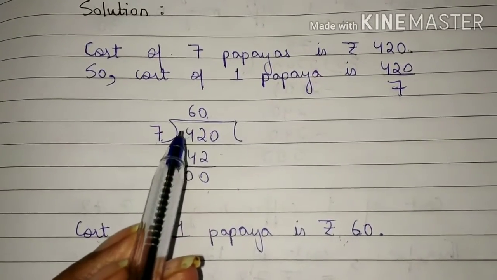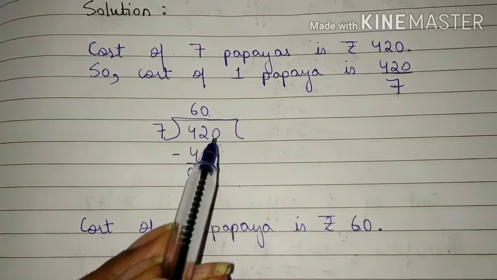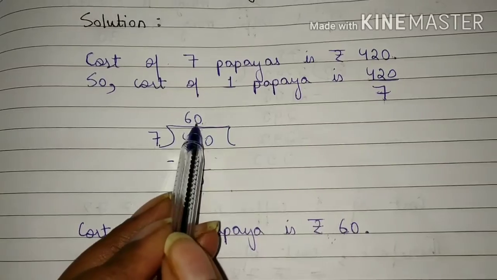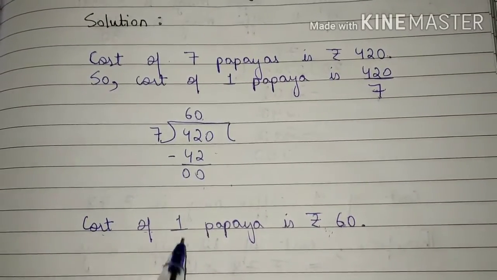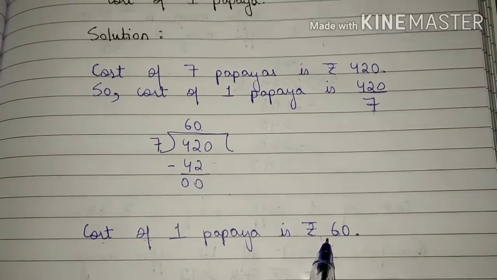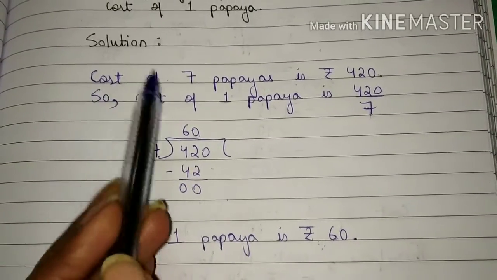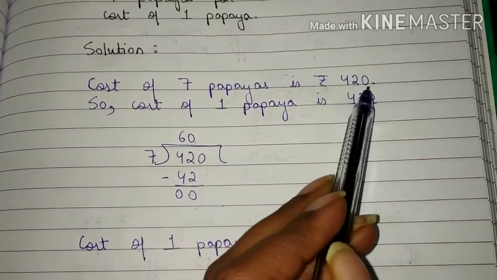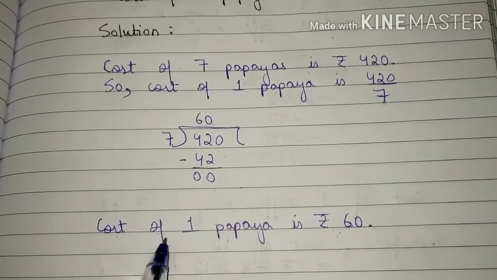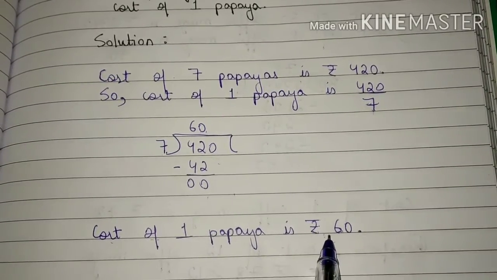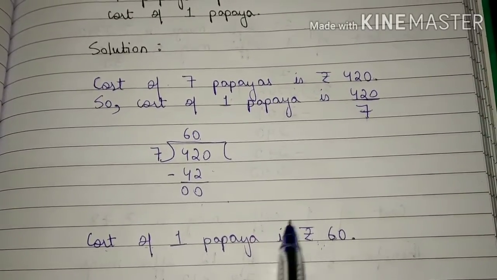Now students, when you divide 420 by 7, you will get answer 60. So, cost of 1 papaya is rupees 60. Students, if cost of 7 papayas is rupees 420, then cost of 1 papaya is rupees 60. Students, this is your answer.